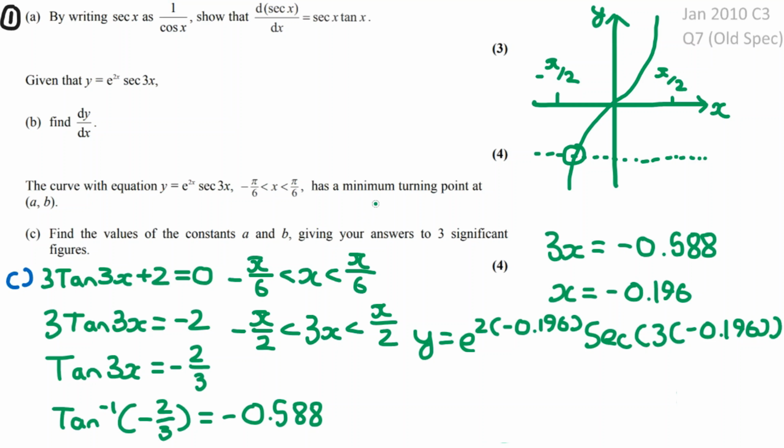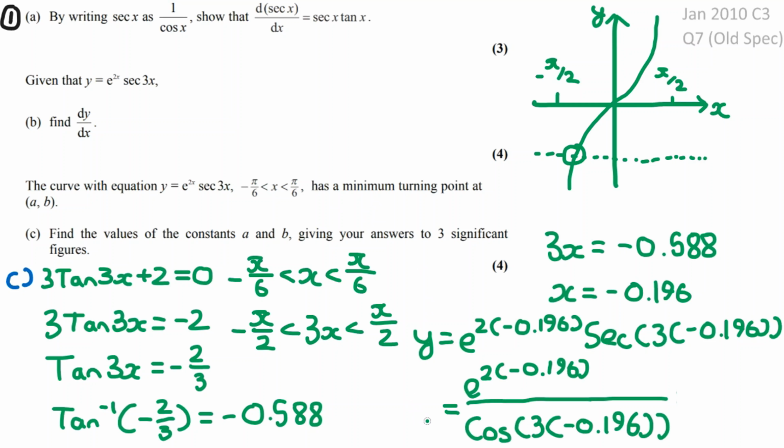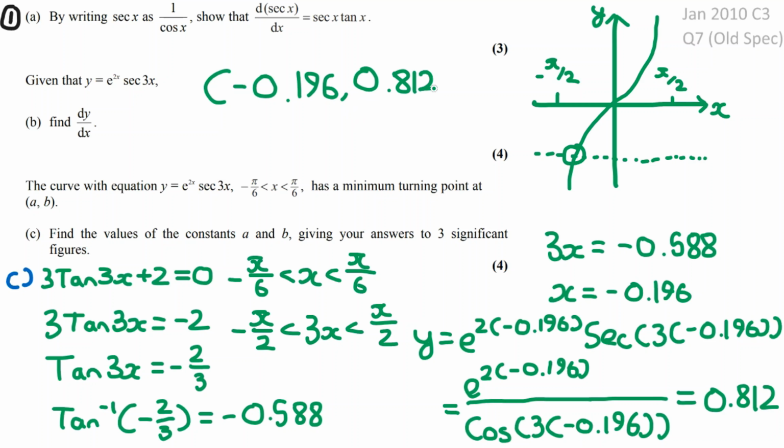You don't have a sec function on a calculator, so you have to write this in the 1 over cos variation like this here. If you put this into your calculator, again with your calculator in radians, you get a value of 0.812. So therefore, for the turning point, the value of a is the x coordinate, which is minus 0.196, and b is the y coordinate, which is 0.812.